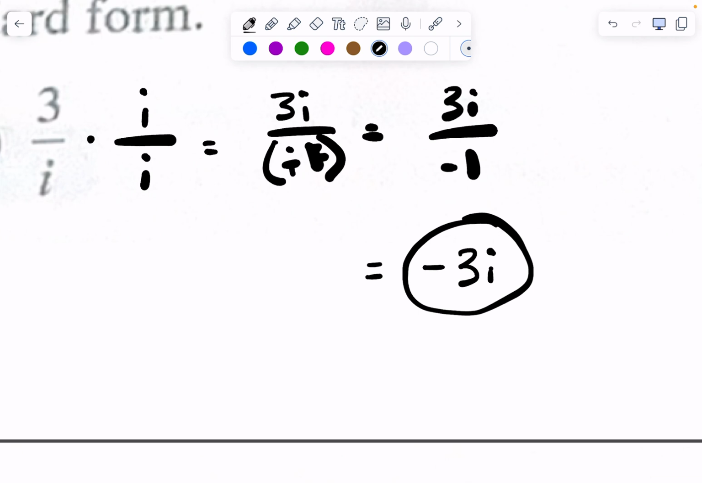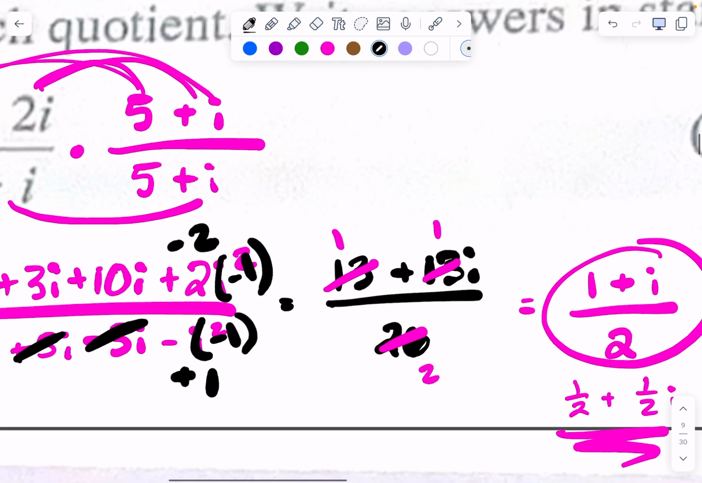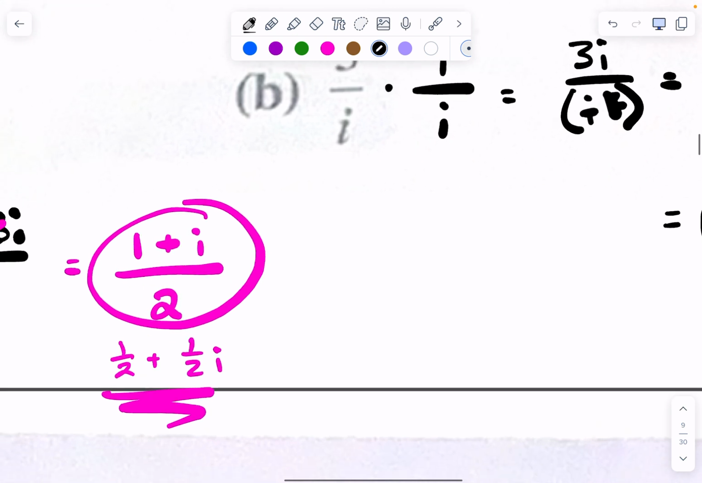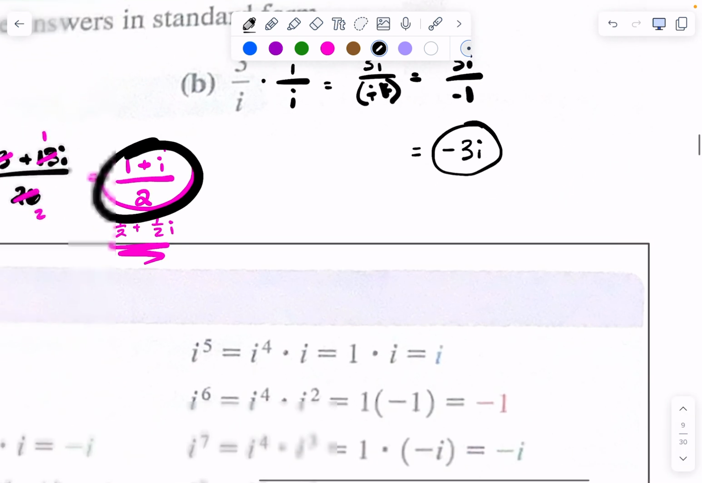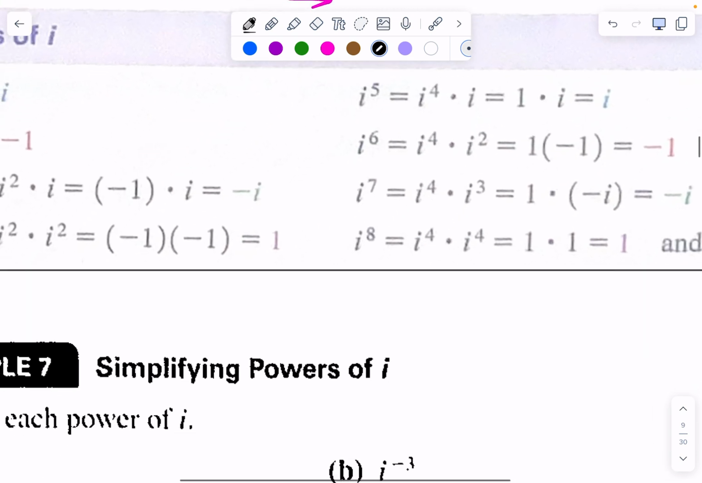Now, in these last two problems, the goal was to try to get the I out of the bottom. I got the I out of the bottom because there's no bottom anymore, right? Good? Okay, last thing. This is my favorite.